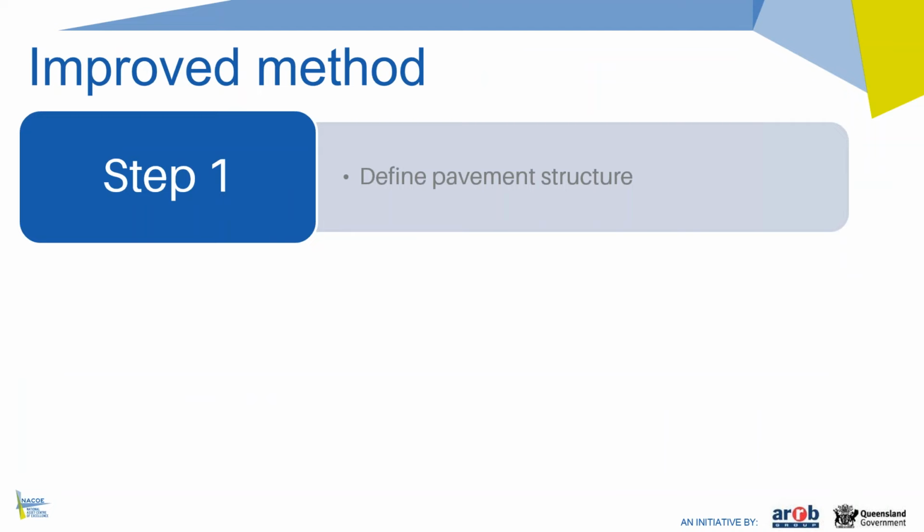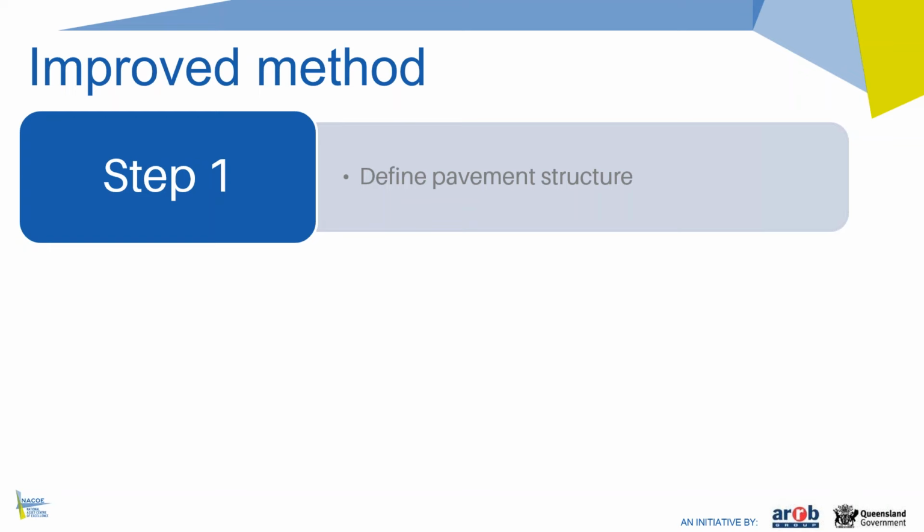So this now leads me into describing the new method. At this stage, I'll just step through the main steps of the method, and then when we come to the pavement design example, I'll go into a bit more detail to illustrate the method further. The first step is quite simply defining the pavement structure, including the material inputs to be used, and that's no different to what we currently do in pavement design.